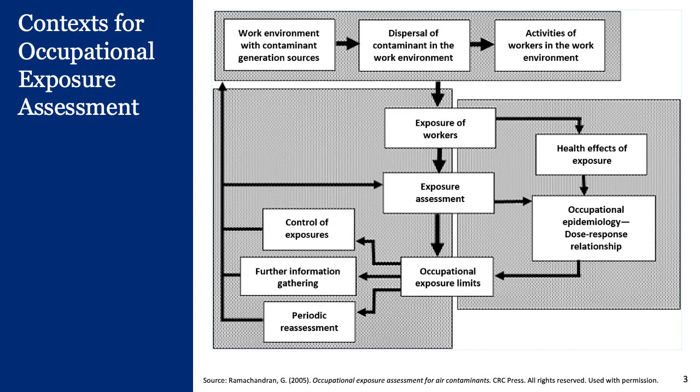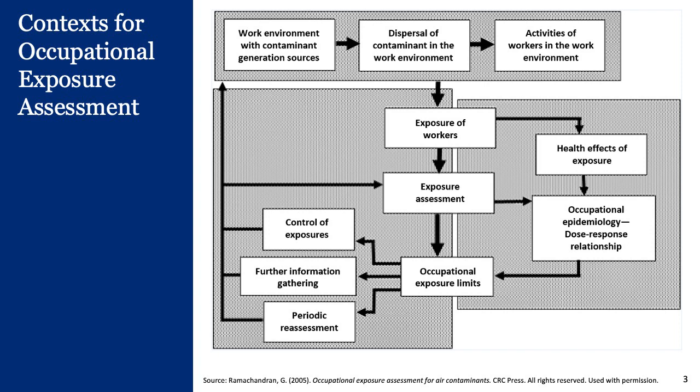So let's consider the occupational setting. Here I'm showing a figure with three rectangles. So in the top part of the rectangle, it describes the occupational setting, and there are three boxes in there. So the first box says it's the work environment that has contaminant generation sources. So in this work environment, the contaminant gets dispersed in the work environment by means of air movement in the factory floor, for example, or some other mechanism.